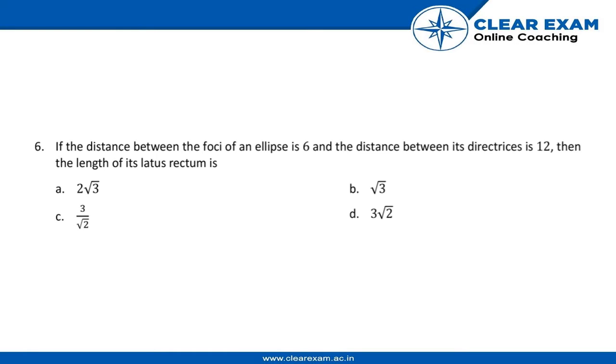Hey guys, now we are going to solve question number 6. Let's see what the question says. If the distance between the foci of an ellipse is 6 and the distance between its directrices is 12, then the length of its latus rectum is.